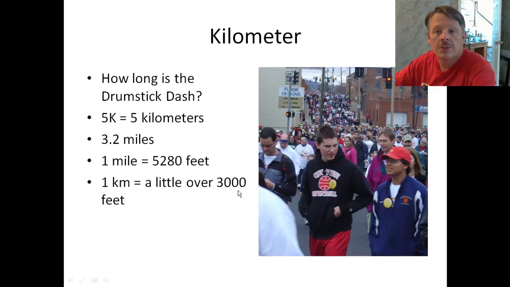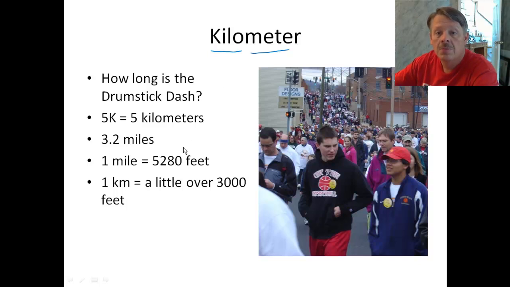We also have things called kilometers, and I just want to touch on this. If you run the Drumstick Dash over Thanksgiving in downtown Roanoke, the Drumstick Dash is a 5K, or 5 kilometers. Kilo means 1,000. So there are 1,000 meters in 1 kilometer. So a kilometer is rather long. It's something that people run, so our runners know about that.